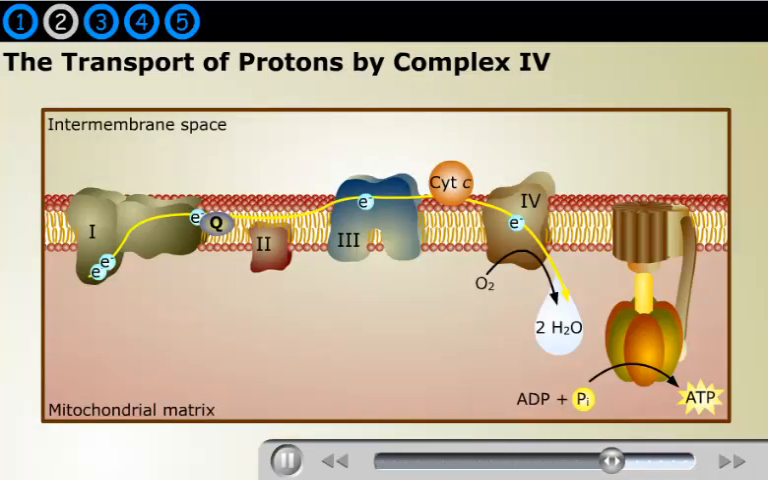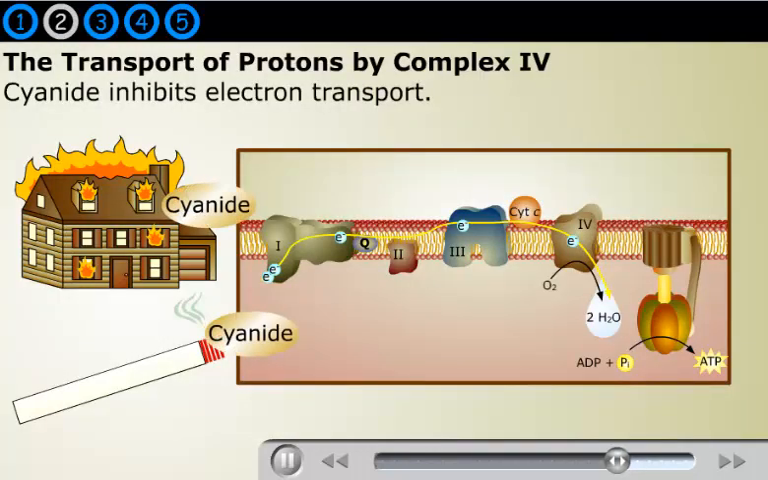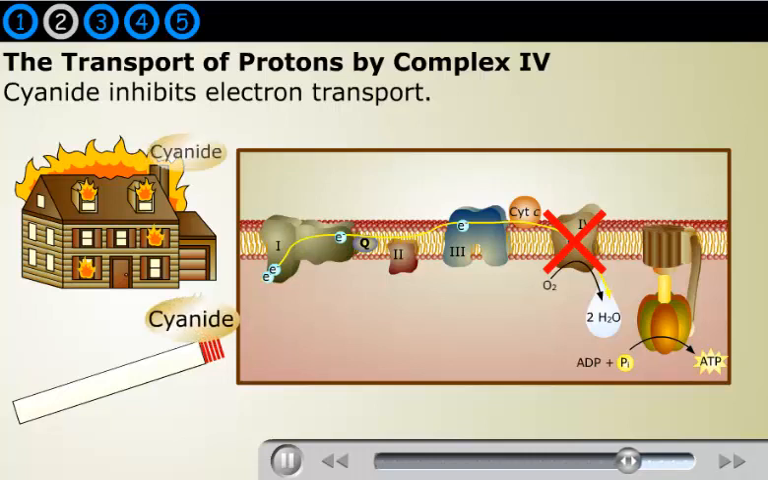The electron transport chain can be disrupted. When this happens, cellular respiration stops. The compound cyanide is a well-known inhibitor of electron transport. It disrupts complex 4 and prevents electrons from reaching molecular oxygen. Cyanide poisoning is a little bit like locking the gears of a machine by inserting a metal rod. Smoking cigarettes and breathing smoke-filled air during fires are major sources of cyanide exposure.